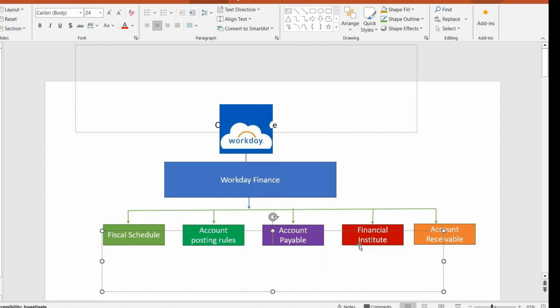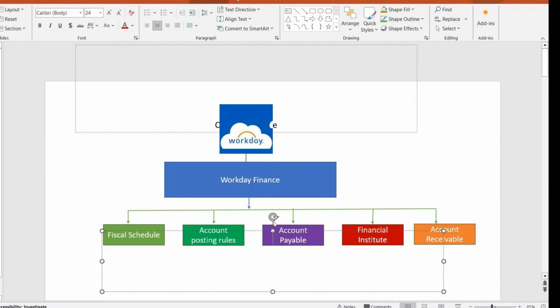And financial institution is another topic in the finance module, where I'll be showing how to create banks and rules and all. Account receivable means nothing but the customer. So this we call AP. Account payable we call AP, and account receivable we call AR.